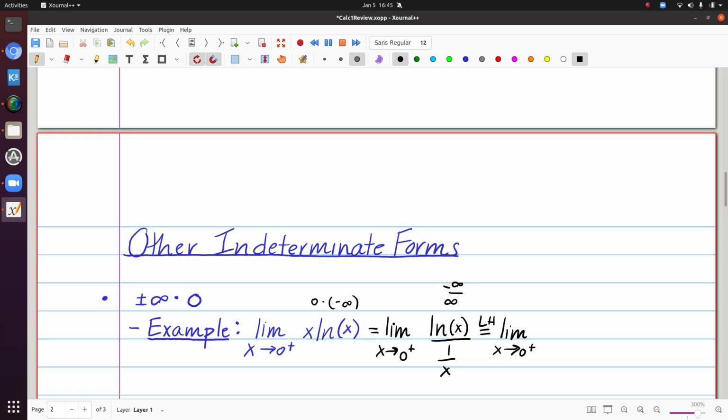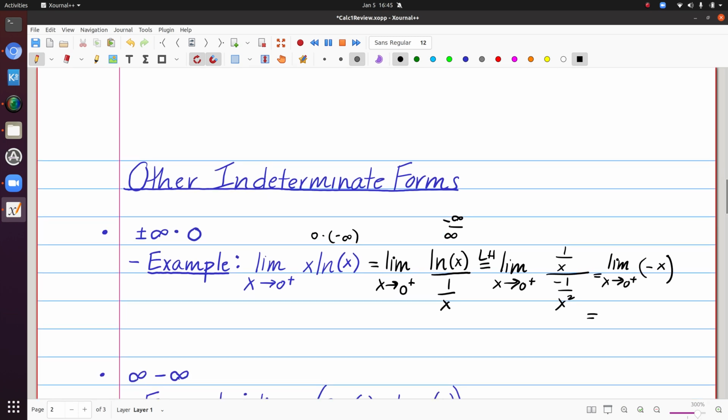The derivative of ln of x is 1 over x. The derivative of 1 over x is negative 1 over x squared. Now, you want to be careful and not continue to take derivatives here because we can simplify this. If I now multiply by the reciprocal of that denominator, what I really have is the limit here of negative x. And I see that as x approaches 0 from the right, this is just going to approach 0.